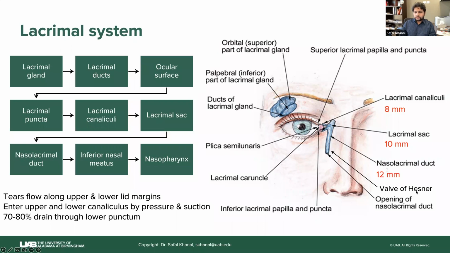But you have your valve of Hasner here, right at the bottom of the nasolacrimal duct, which helps to prevent the tears from going back into the nasolacrimal duct itself. Now if you look at the measurements, you can remember by this 8, 10, 12 ordering of numbers: canaliculi, sac, and nasolacrimal duct. And usually the tears drain by pressure and suction, and mostly the tears are draining through the lower punctum. Almost 70 to 80% of the tears are drained through the lower punctum.